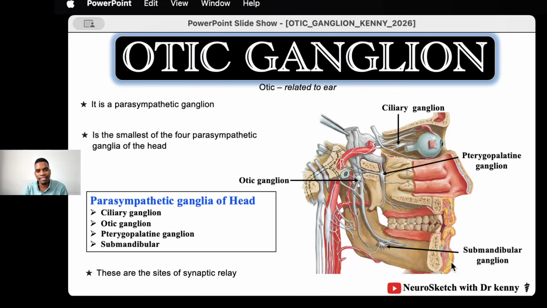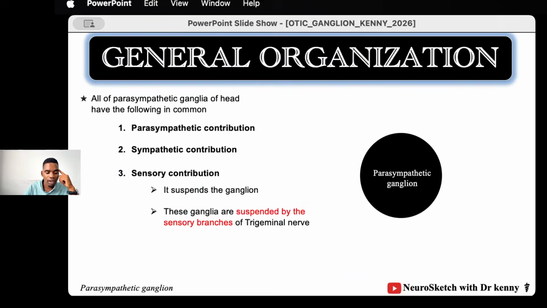So these parasympathetic ganglia have a lot of things in common, and we're going to see the general organization of these ganglia. Ganglia is the plural of ganglion, so they are called the parasympathetic ganglia, but they have both sympathetic and parasympathetic contributions. We generally have three contributions to these ganglia. Number one, the parasympathetic contribution, number two, the sympathetic contribution, and also the sensory contribution.